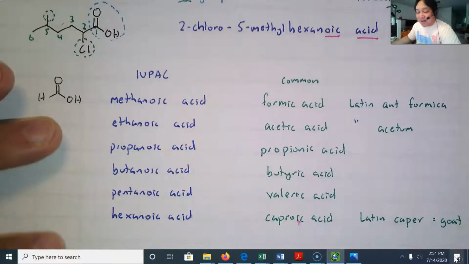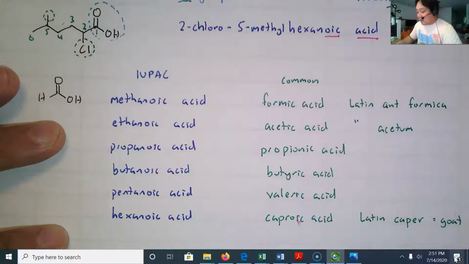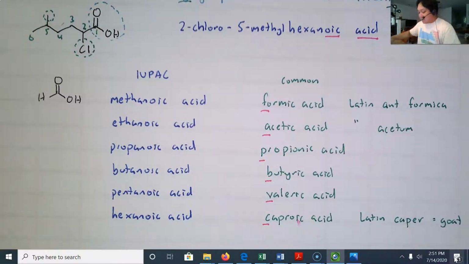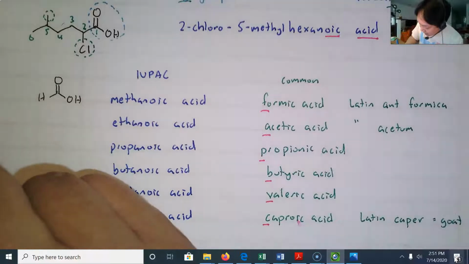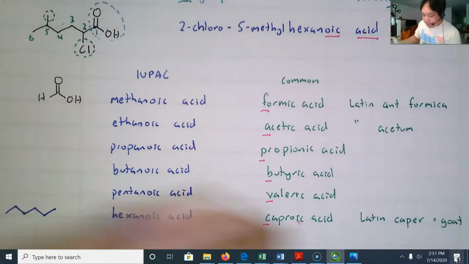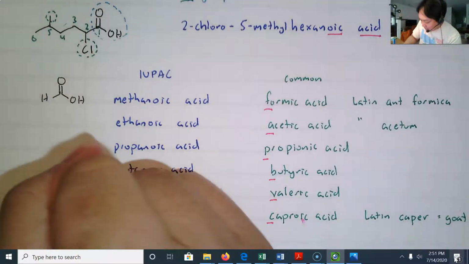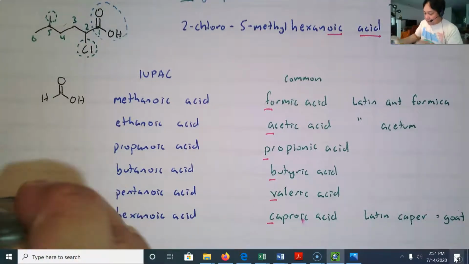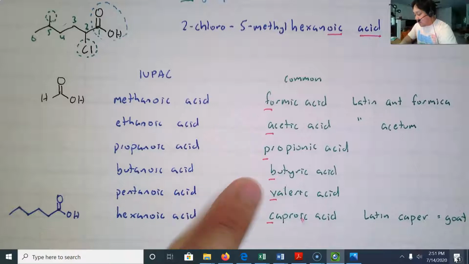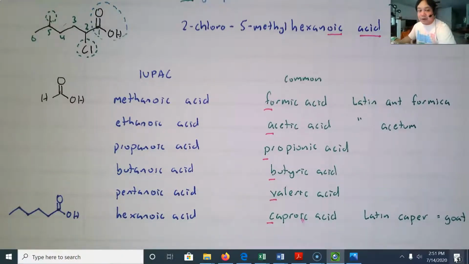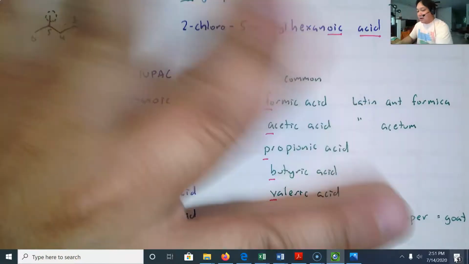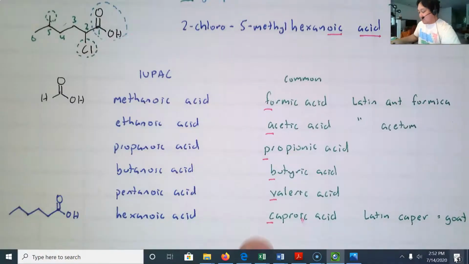There's a mnemonic where you could memorize the common names for the first 6 carboxylic acids. Again, hexanoic acid looks like this. 1, 2, 3, 4, 5, 6, and OH. The mnemonic is frogs are polite, being very courteous. Frogs are polite, being very courteous, and you just count on your fingers. 1 carbon frogs are polite, being very courteous. 6 fingers, 6 carbons.